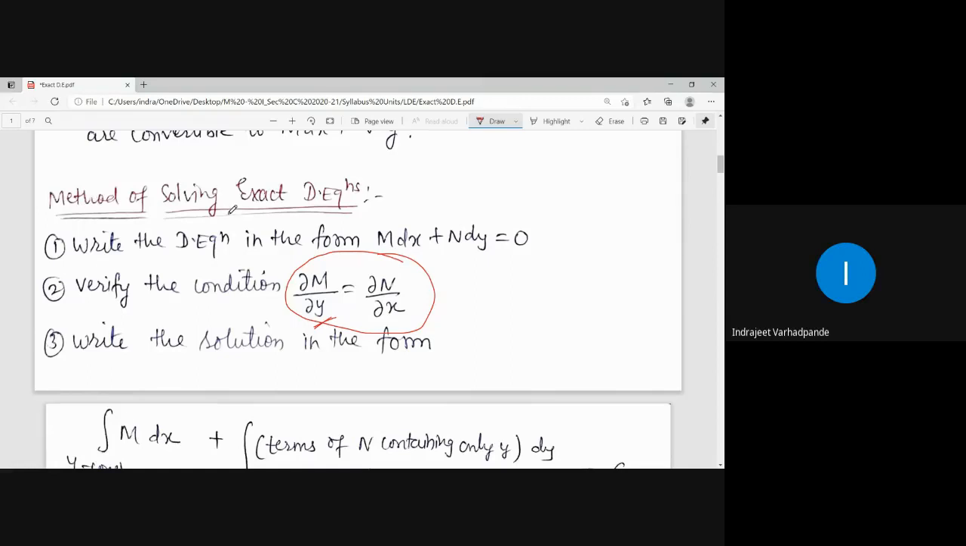So the method of solving the exact differential equation: we first write down the differential equation in the form M dx plus N dy is equal to 0. We verify the condition of exactness, del M by del y is equal to del N by del x. Then the solution is written.